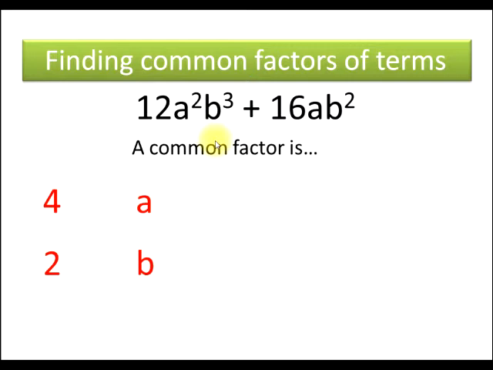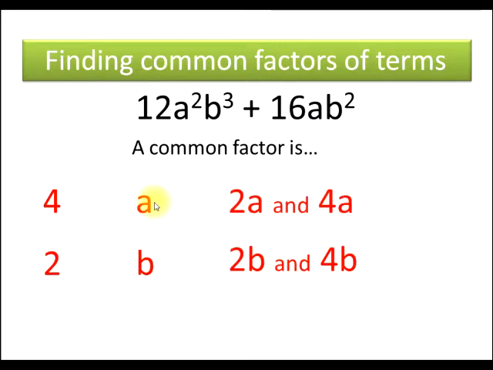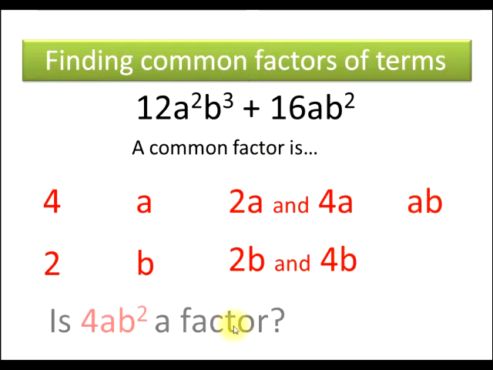But we can go further. We can start to combine these, so we could have a 2A and a 2B, and a 4A and a 4B. We can go even further. We can start to combine these two together. So we could say, I could take an A and a B at the same time, so it would be AB.